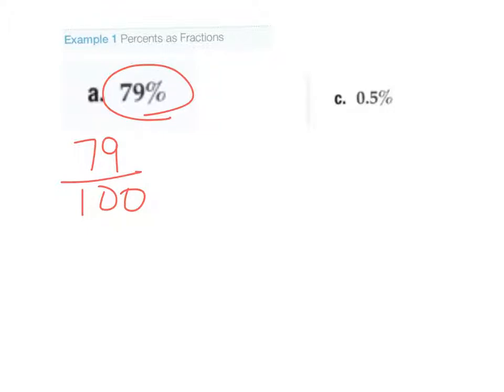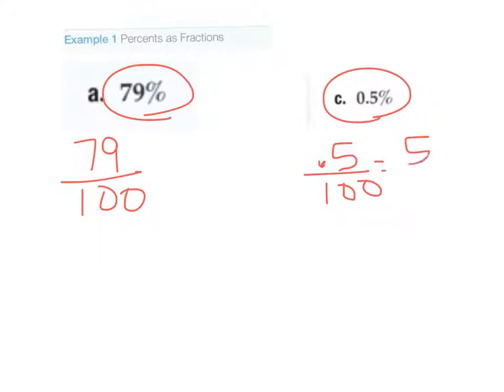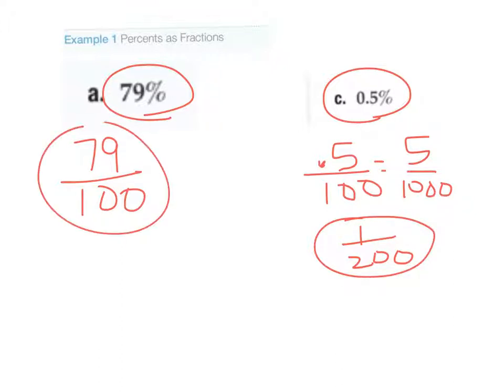So let's look at our next problem. We're going to take whatever is given as the percent and put it over 100. Now the problem is you can't have a decimal in a fraction. So we're going to move the decimal over, but when we do that we have to move the decimal over on the bottom. So we get 1,000, not 100. And when we reduce that, we get our answer of 1 over 200 as our reduced fraction. So 0.5% is really 1 over 200.